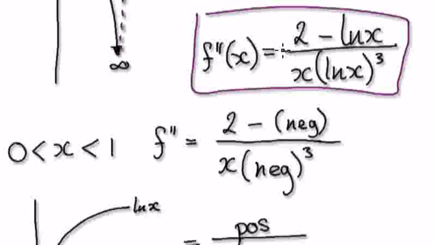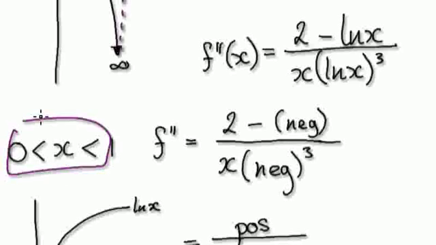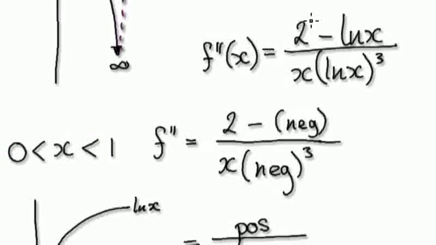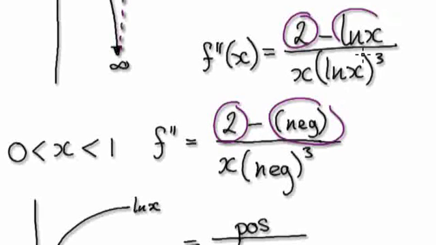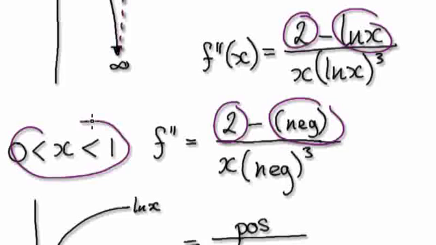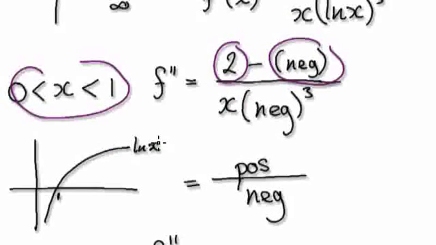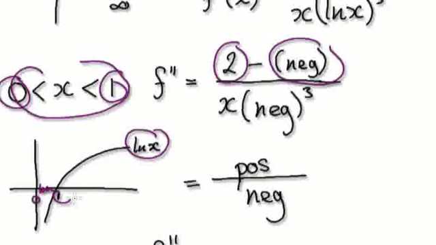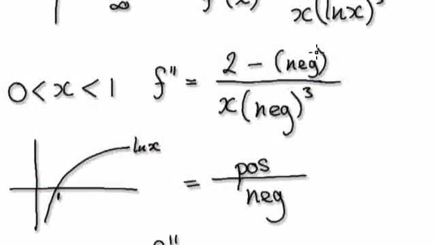This is our second derivative. f double prime equals this thing here. Now in this region between 0 and 1, you've got 2 take away the natural log of x. If you look at the graph of the natural log of x here, between 0 and 1, the natural log of x will be in the negative realm. It will be a negative number.